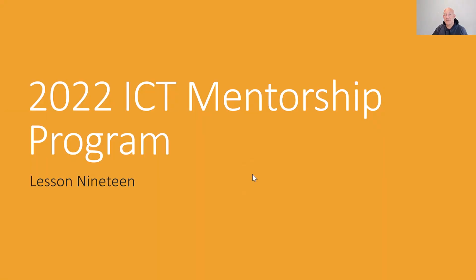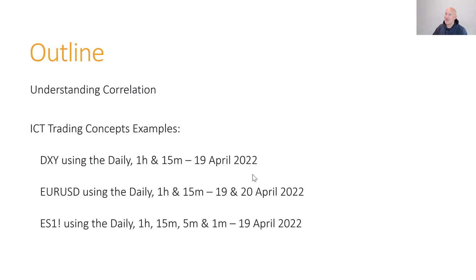So today's video is Lesson 19 of ICT's 2022 YouTube Mentorship Program. And as always, we'll go through a quick outline of today's video. The first section is going to be understanding correlation, because we talk about some correlated assets in today's video. And then we're going to go through the trading concepts with some examples that ICT used in Lesson 19.